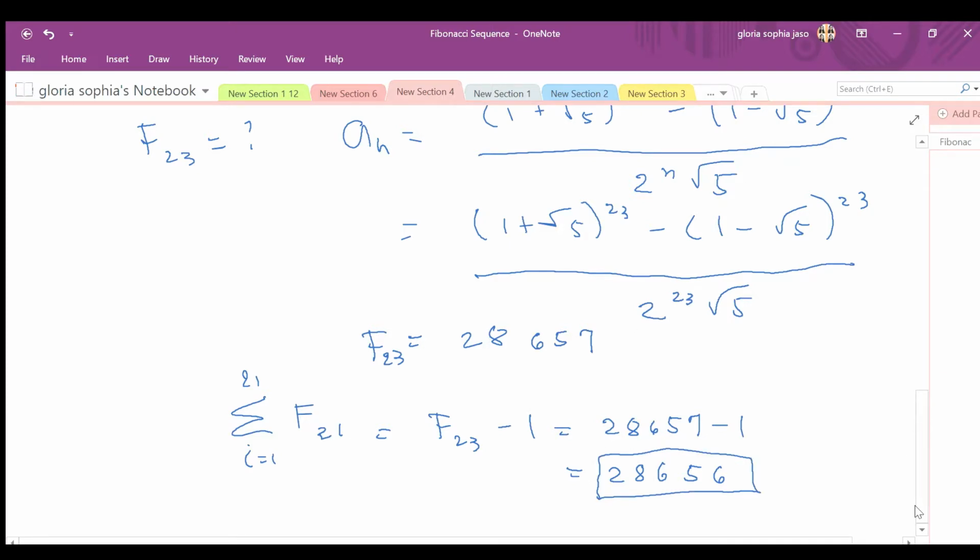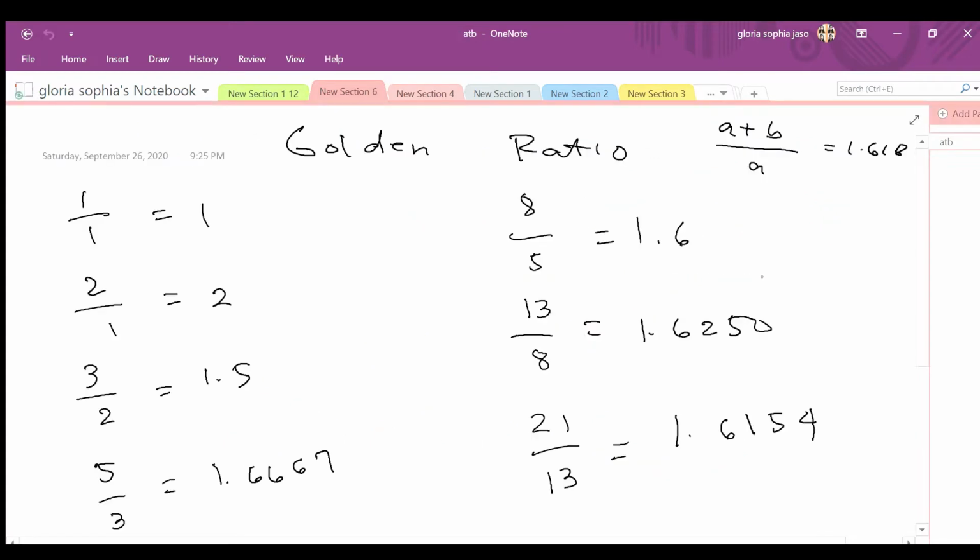Okay? And so, punta naman tayo, class, kay golden ratio. So, what is a golden ratio? So, sinasabi class na yung dalawang magkasunod na term sa Fibonacci sequence, yung limit niya ng ratio niya is lumalapit or approximately equal kay 1.618.